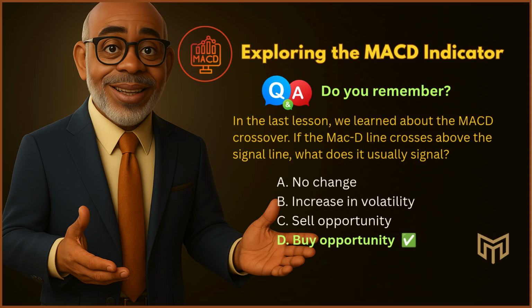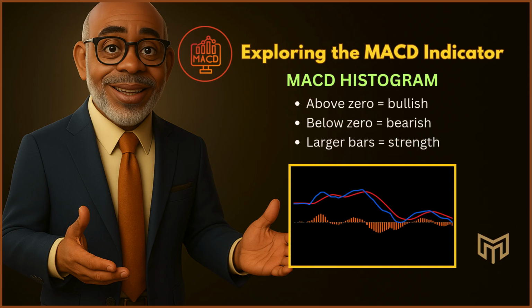The correct answer is D, a buy opportunity. When the MACD line crosses above the signal line, it is often viewed as a bullish crossover. This can signal that upward momentum may be starting to strengthen. Traders use these crossovers to help identify potential entry opportunities, especially when combined with confirmation from price action and trend direction. The histogram measures the distance between the MACD line and the signal line.